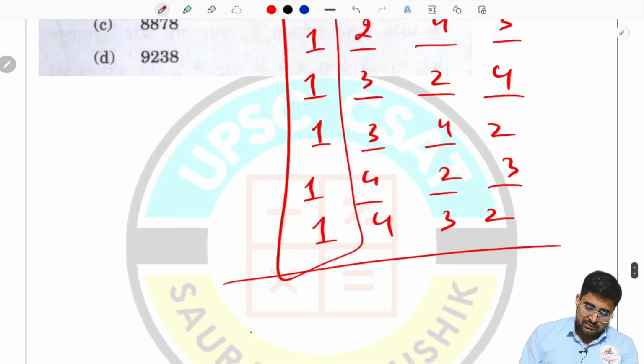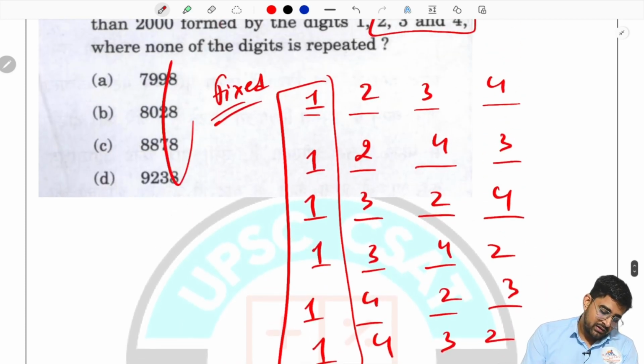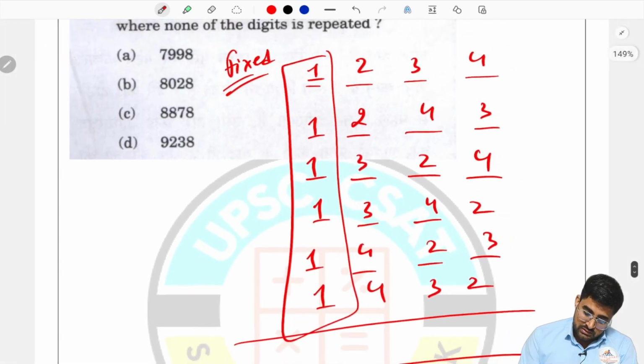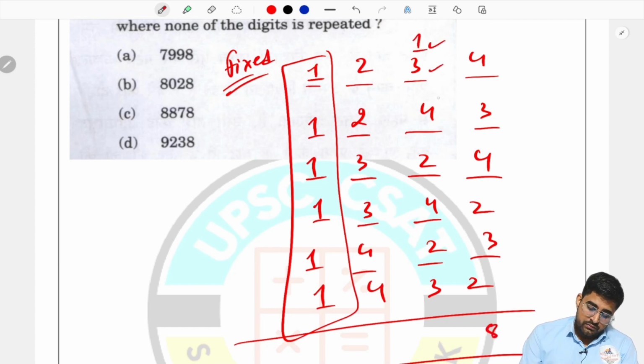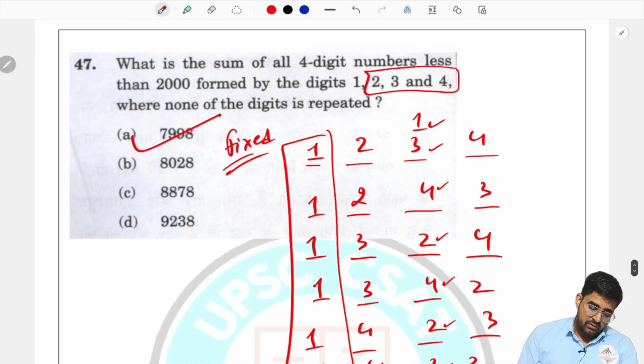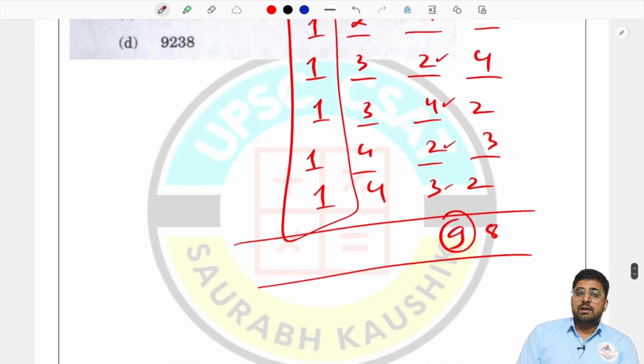Now the question asks to calculate them, and the unit digit is the same in all. So we have to calculate, but these terms are changing, so no need to go beyond the second term. Let's do this. 2, 3, 5 plus 2, 7, 7 then 11, 11 then 14, then 18. 4, 8, 10, 14, 16, 19. Option A is your correct option. Okay, I hope you understand this. Let's move to the next question.